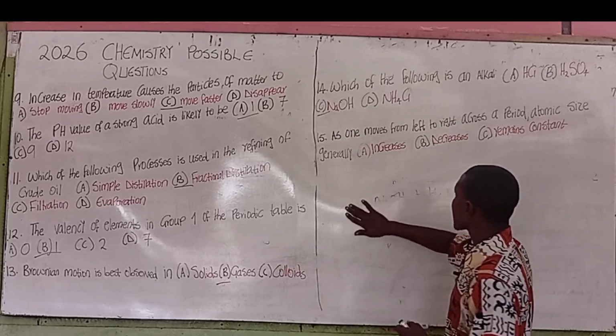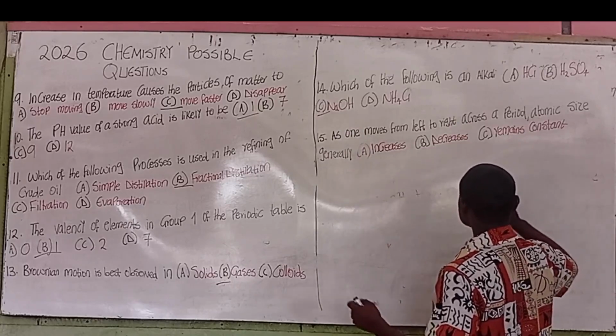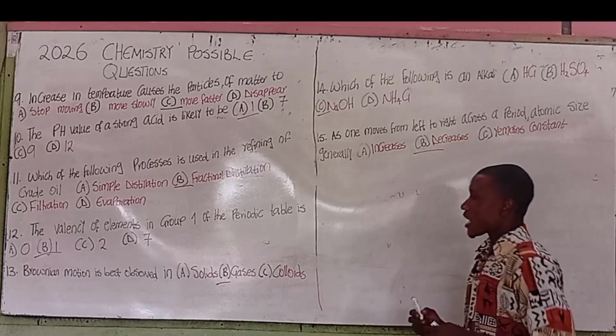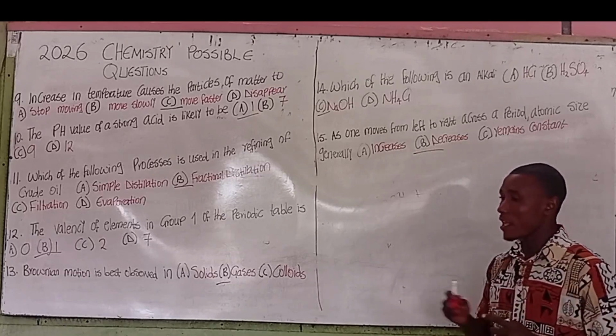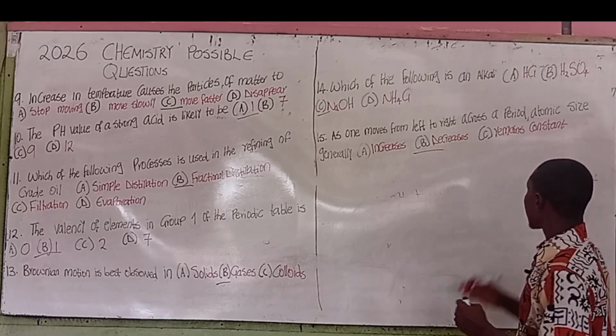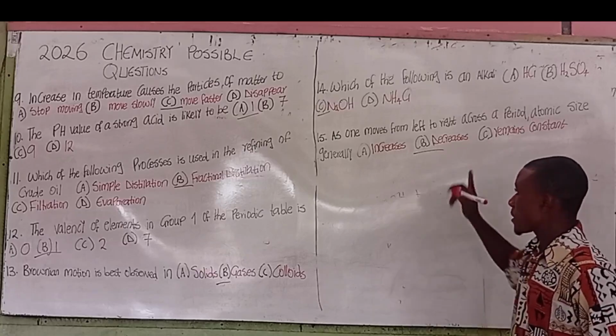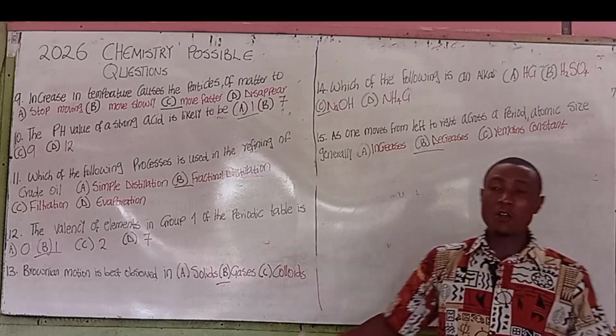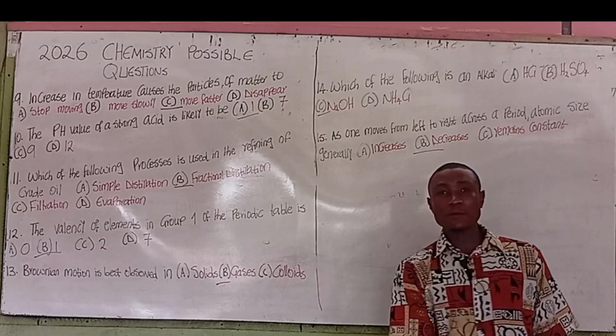And the last question here says as one moves from left to right across a periodic table, atomic size decreases. I made a video about atomic trends, so make sure you check out that video and see how you can benefit greatly from that video.